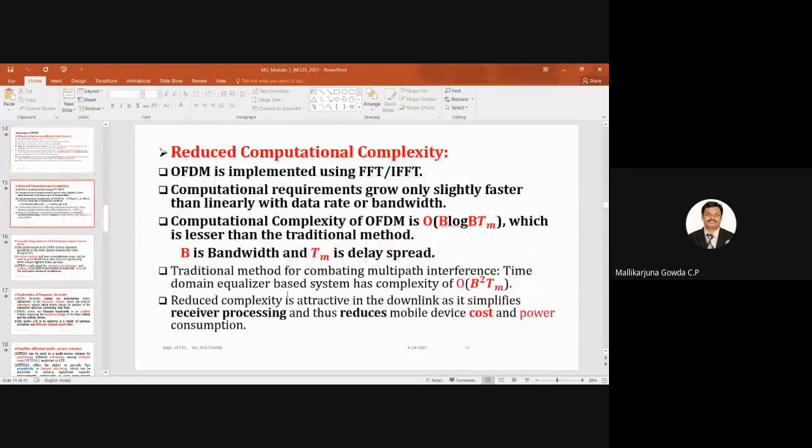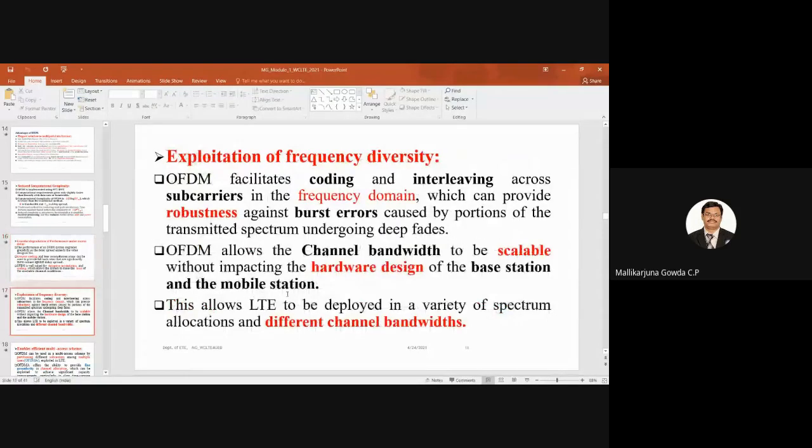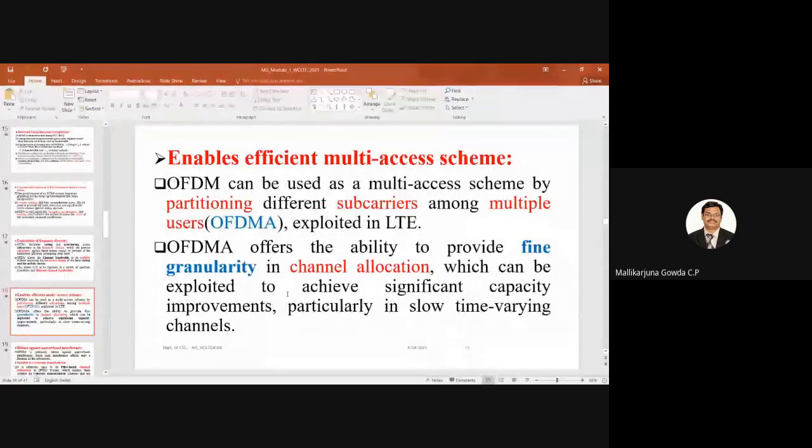The second one is reduced computational complexity, the second advantage of OFDM. Third one I said graceful degradation of performance under excess delay. The fourth one is exploitation of frequency diversity. So next one is it enables efficient multi-access scheme, that is OFDMA.